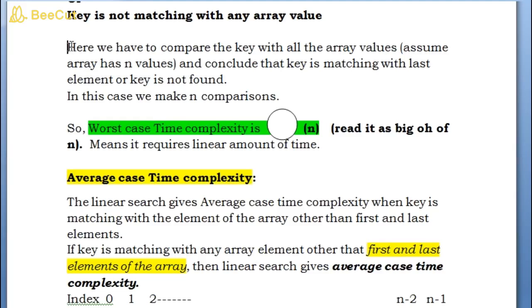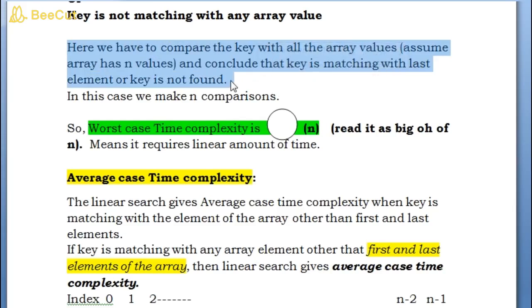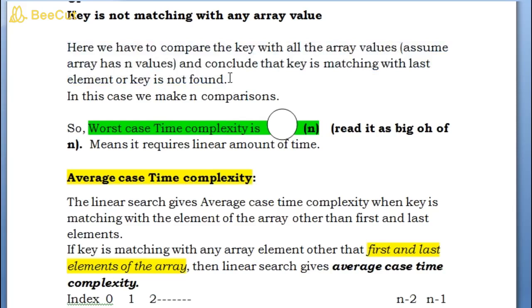So in the worst case, we have to compare the key with all the array values and conclude that the key is matching with the last element or the key is not found. At most the key can be equal to the last element of the array or the key is not found in the array. Those are the two possibilities in the worst case situation. So in this case how many comparisons do we make? N comparisons. Why? Because assume the array has n values, so we compare the key with the first value, second value, third value, like that.